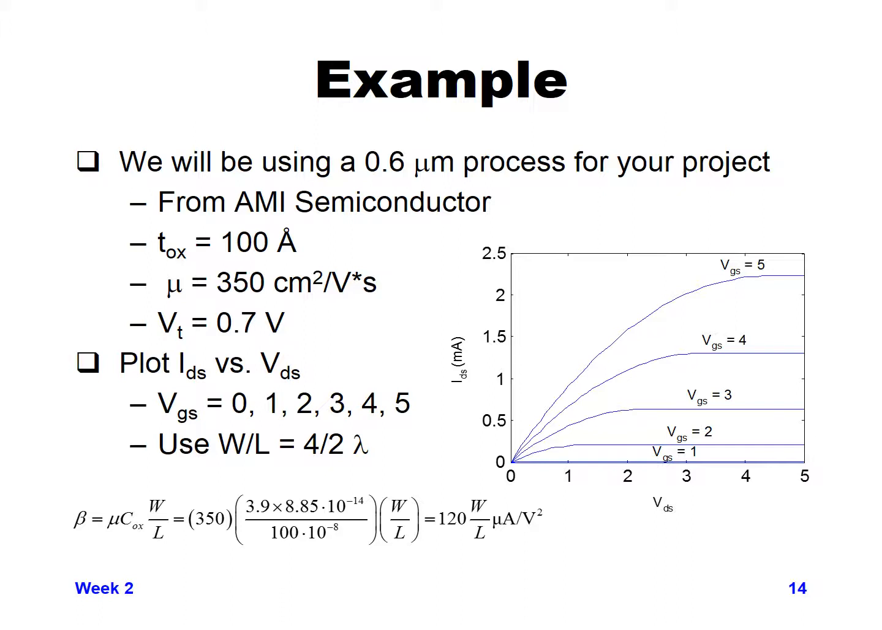Now first, we want to figure out what this beta factor is, which is mu Cox W over L. W over L is 4 over 2, so we don't actually need to remember whether it's 4 times 0.3 microns or 4 times 0.6 microns, because the lambda factor cancels out, so you just get the 4 over 2 ratio. When we multiply mu Cox W over L all together, we get 120 times W over L, so 4 over 2, which would be 240 microamps per volt squared. If we use that in the equations from the previous slide, the six different graphs we're going to chart here start with the first one, when VGS is 0, you just have a flat line at the bottom where IDS is 0.